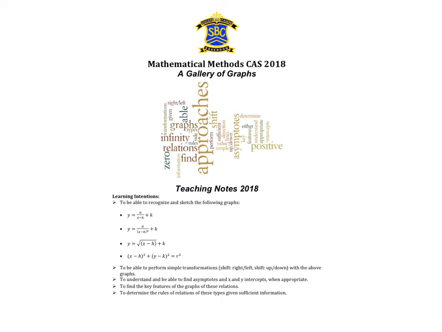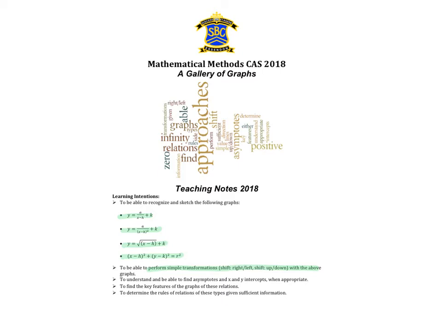Okay, so the graphs here, this topic is really just about becoming familiar with a set of different graphs. There are four key graphs here: a hyperbola, a truncus, the square root function, and a circle. We have to know those basics, four basic shapes, what they look like. And then as a group, we're going to perform simple transformations, moving the graph left, right, up, and down on any of those graphs.